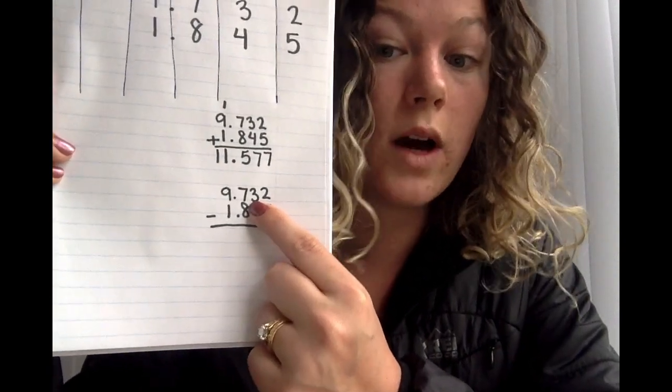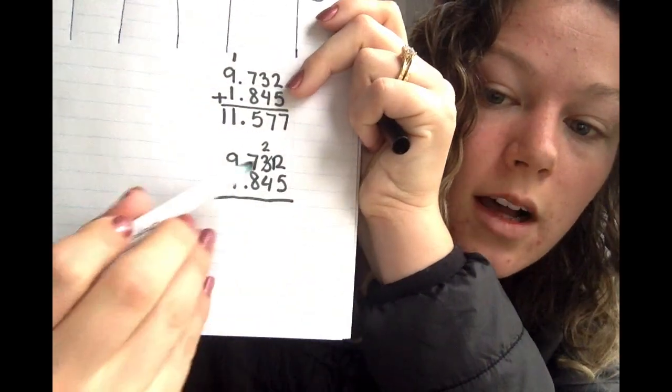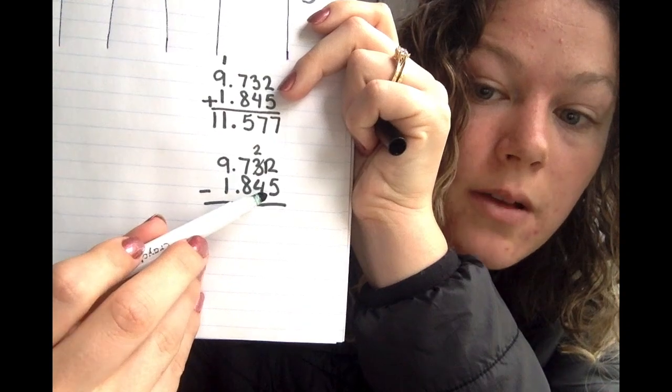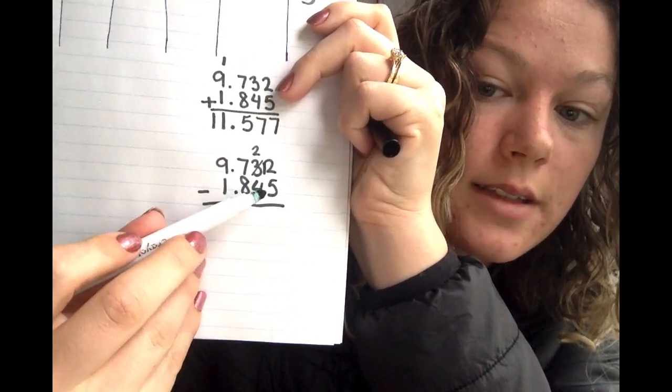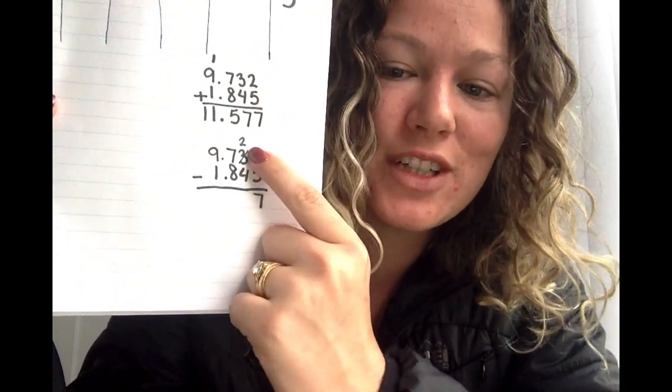I'm going to take 1 from the 3. I'm going to take away 1, so now it's only going to have 2 left over. I'm going to turn my 2 thousandths into 12 thousandths. So now I have 12 minus 5. 12 minus 5 is 7, so I'm going to put that underneath. And now I'm going to move on to my hundredths place.